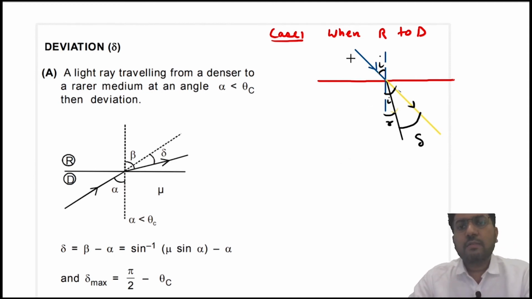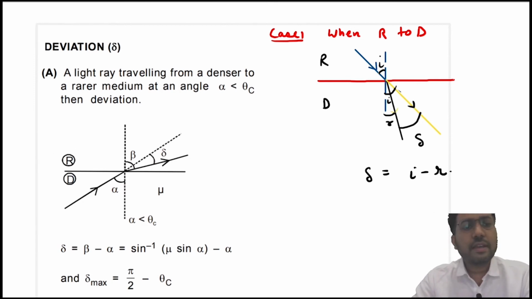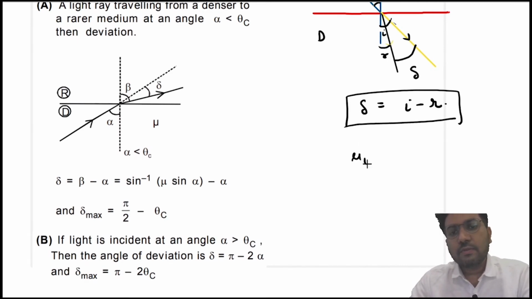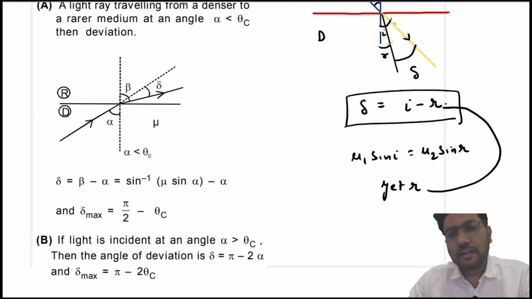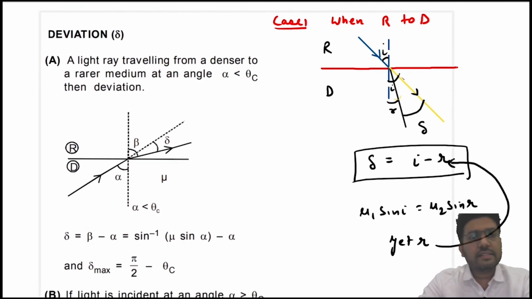So case 1, when a ray of light travels from a rarer medium to a denser medium, the deviation is equal to I minus R. Now from Snell's law, you know that mu1 sin I is equal to mu2 sin R, where mu1 is the refractive index of the incident side and mu2 is the refractive index of the refracted side. From this you will get the value of R and put it here. Then you will get the angle of deviation. So this is case 1. Then this is case 2.